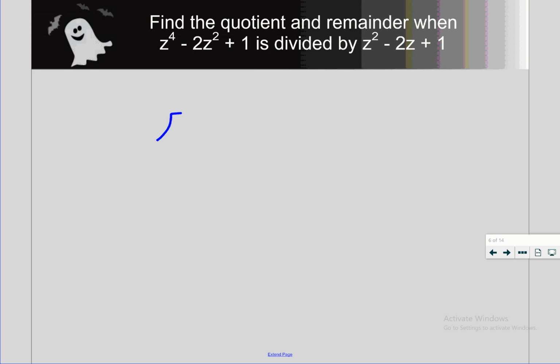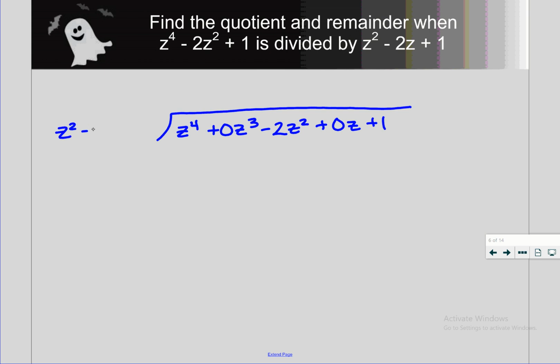Okay. All right, so this is a z to the 4th. Then I don't have a z to the 3rd, so I'm going to put plus 0z to the 3rd minus 2z squared. Then I don't have a z to the 1st, so plus 0z plus 1. Make sure all of my terms are accounted for. We are dividing in z squared minus 2z plus 1.